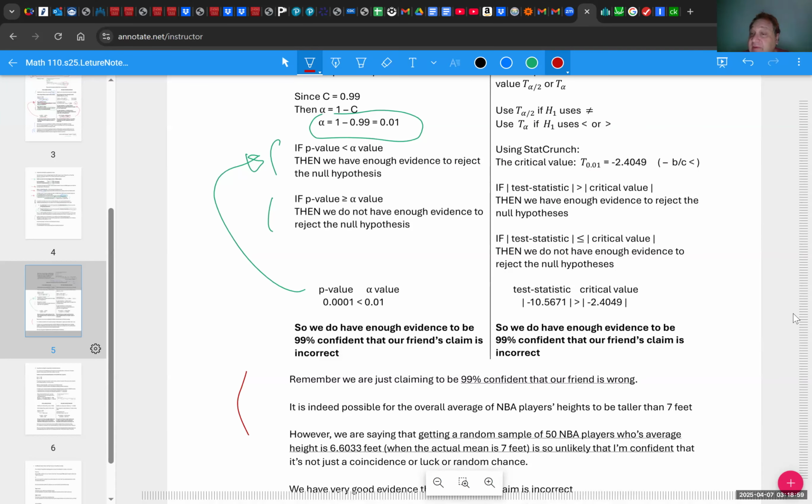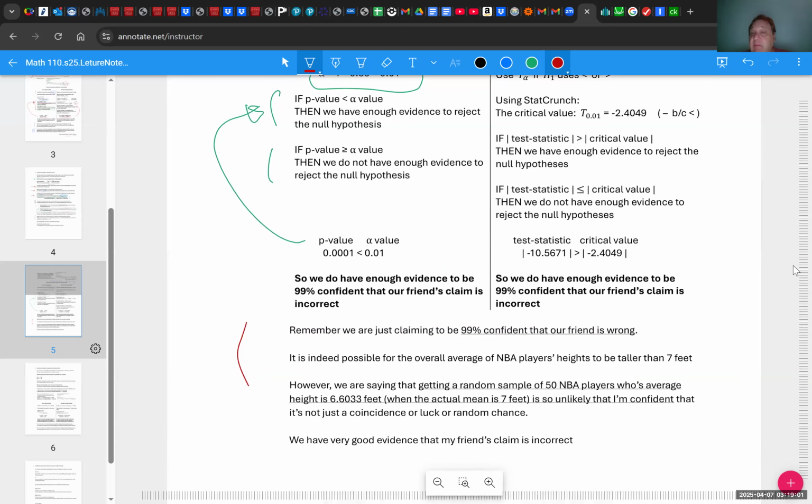But we are saying down here that getting a random sample of 50 NBA players whose average height is 6.6033 feet, when the actual mean is supposed to be 7 feet, is so unlikely that I'm confident it's not a coincidence. It's not luck. It's not random chance. How confident am I? I'm 99% confident. We have very good evidence that my friend's claim is incorrect. I am 99% confident that my friend's claim can be rejected.